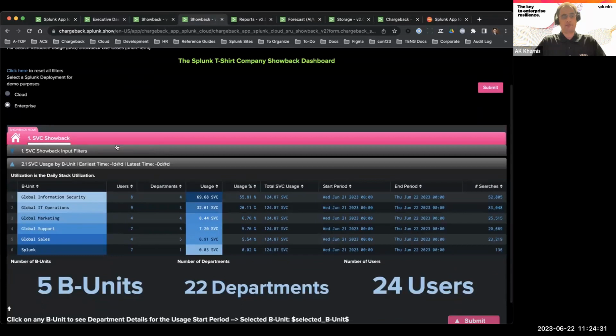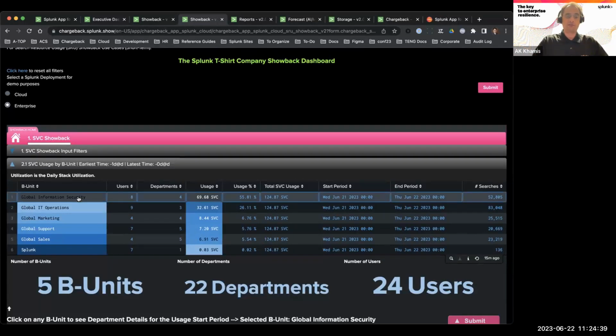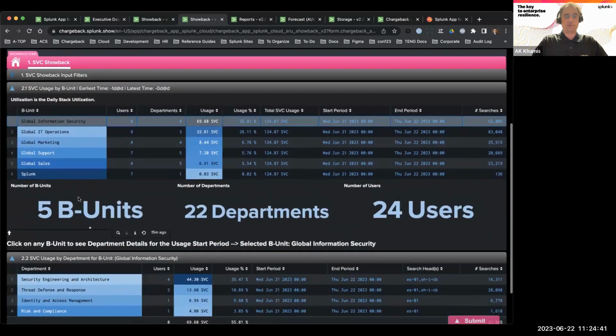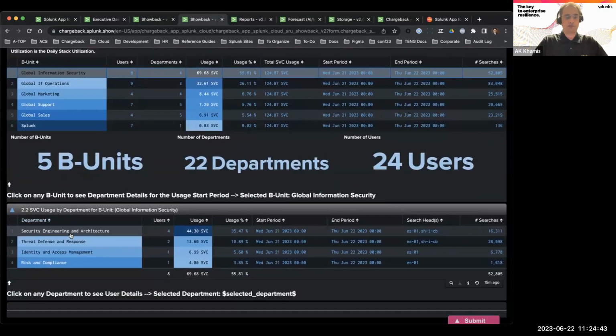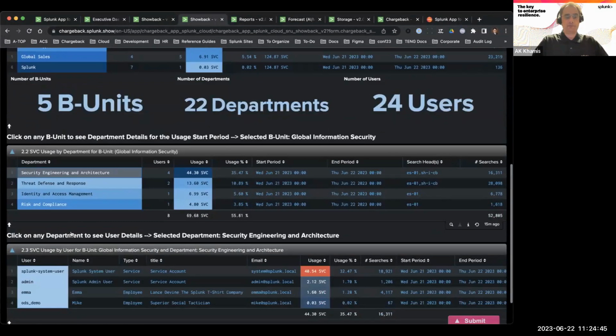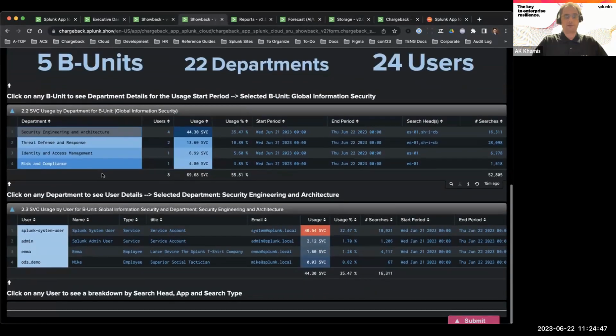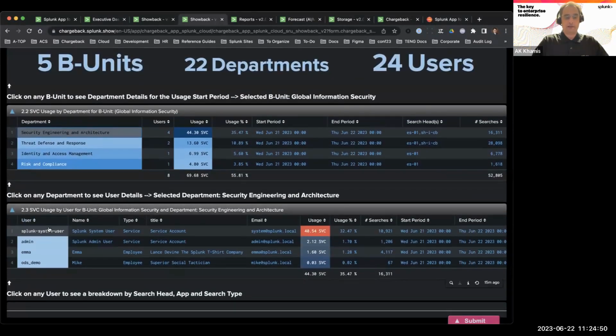Now, for you guys, it would probably be beneficial to drill down to the user level. Wouldn't that be nice, to see what's going on, where this usage is coming from at a user level? So again, we're going to go through the same exact thing. We're going to click through that. And then if I want to see what security and engineering are doing, I can see all their users.